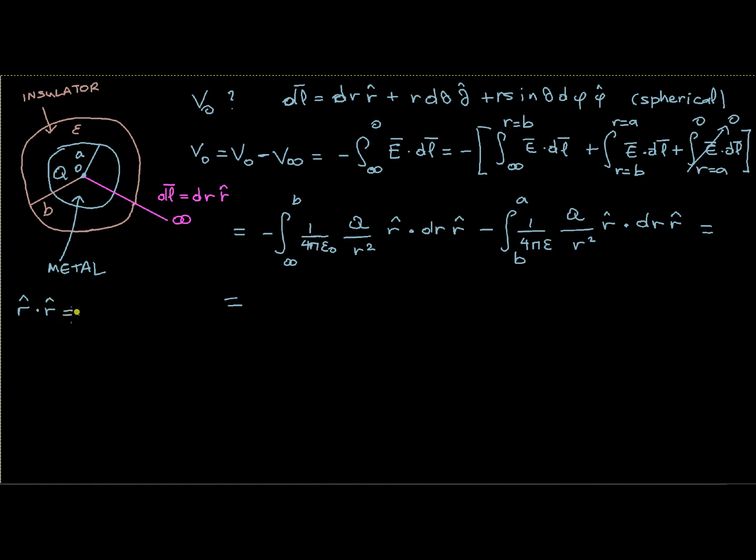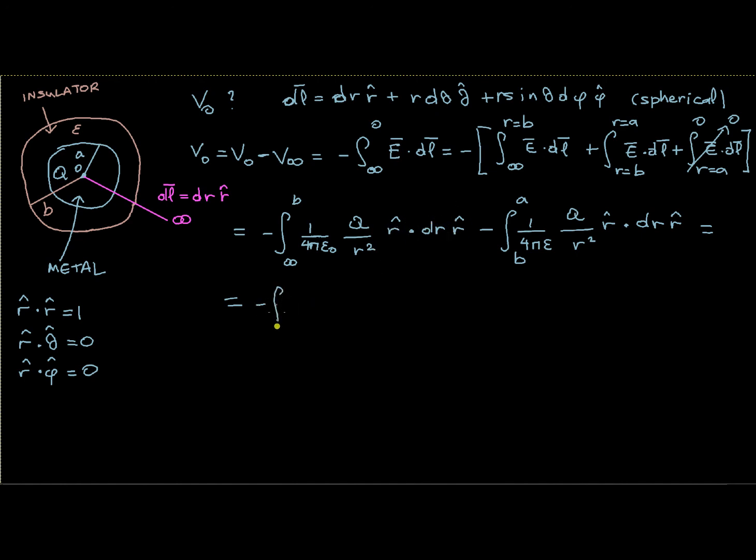And if you had written dl with all three components, the r hat, the theta hat, and the phi hat, when you would do r hat dot theta hat, you would get 0, because these unit vectors are perpendicular to each other. So you could have written the dl vector in the general form in spherical coordinates, and you would still get rid of 2 out of the 3 terms. The only one that would survive would be r hat dot r hat, and that will give you 1.